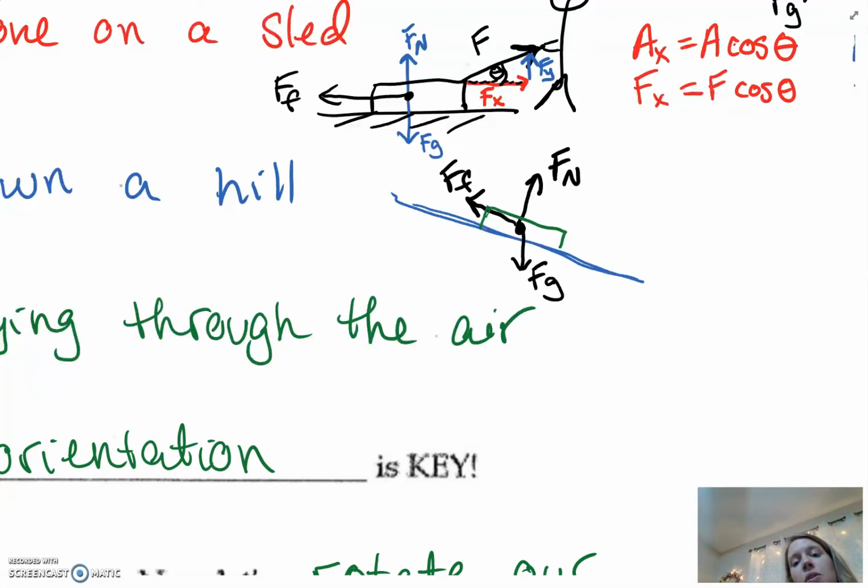So we can use F net equals ma to analyze the problem. And this is only true if you think about the direction of acceleration and the ways the forces affect the direction of acceleration. So we'll need to think of interesting ways to change that.